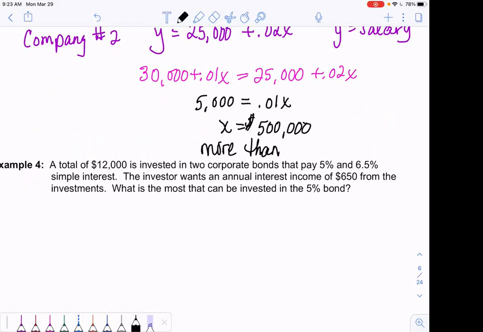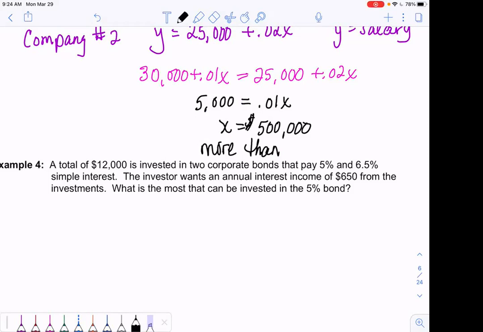So if you have some type of college savings plan, you probably have money invested in different types of accounts that earn different interest depending on the account it's invested in. It says the investor, the person investing the money, wants to have an annual interest income of $650 from the investments. So you're putting money into an account. The whole goal of putting money into an account is at the end of the year, hopefully you're earning interest on that account. You're earning extra money on top of whatever you happen to invest.